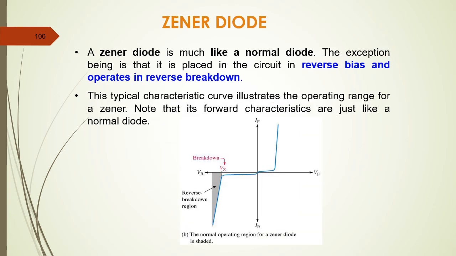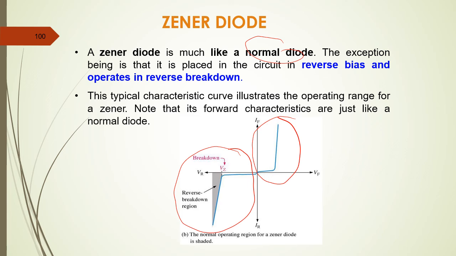A Zener diode is much like a normal diode. First, the positive part here is similar to a normal diode. The exception is that it is placed in the circuit in reverse bias and operates in reverse breakdown. A normal diode doesn't have this part, but a Zener diode does. This is the specialty of the Zener diode, because it can operate in reverse breakdown until it can no longer hold the reverse breakdown value.